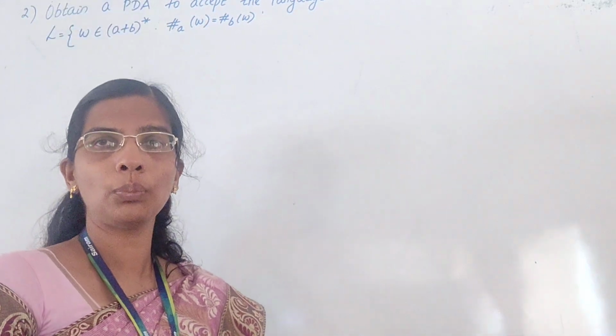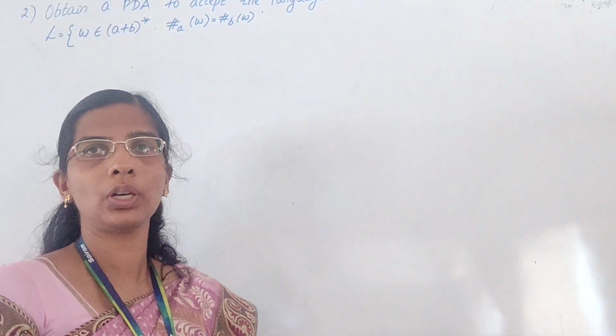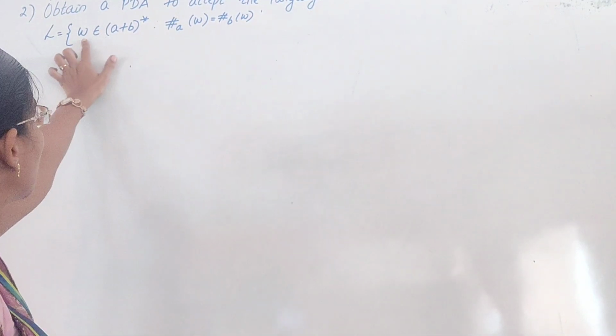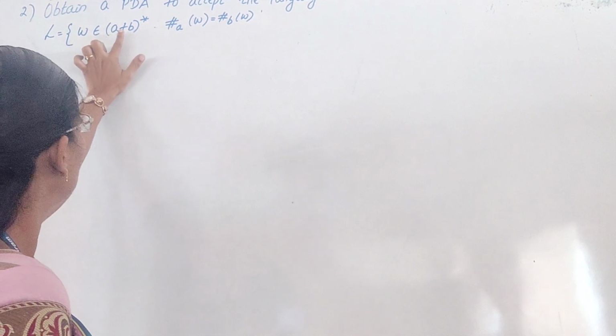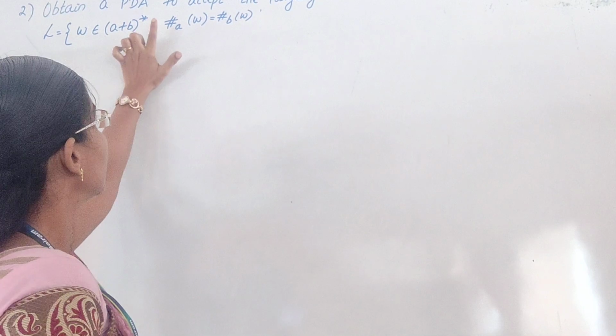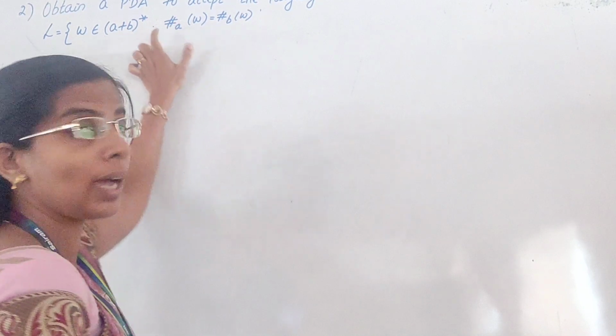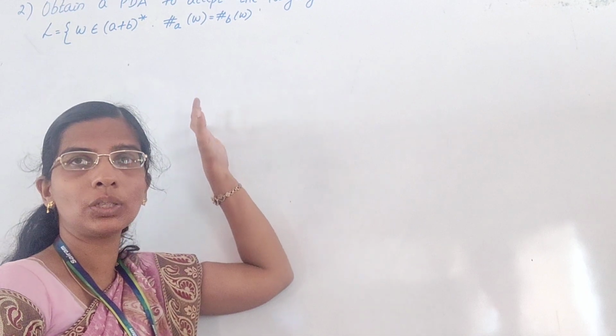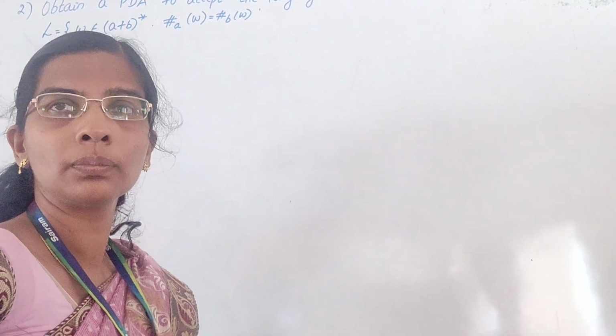Hi students, one more example we can see in push-down automata. Obtain a PDA to accept the language L equal to W such that W belongs to {a, b}* for any number of times, and the condition is this: hash of a indicates number of a.